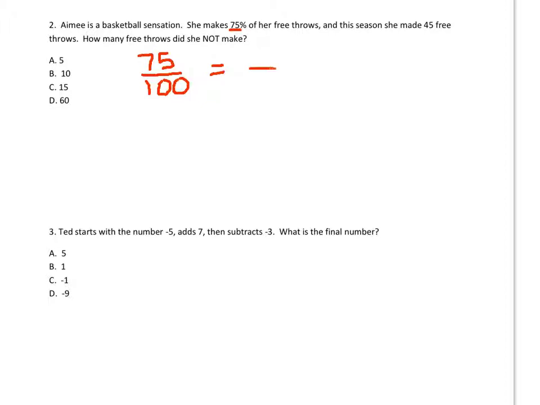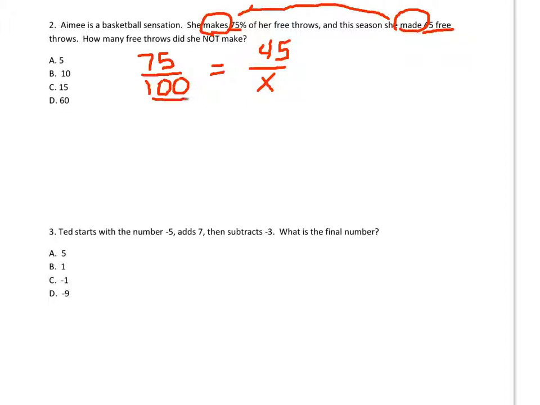Now, the other part of the proportion, the hardest part of the proportion, is knowing where to put the other number. I've got 45 to work with, and I look at the clues in the word problem. They tell me that she makes 75% of her free throws, and that she made 45 free throws. So because both of these numbers involve how often she makes that free throw, I'm going to also put that number on top. That means I'm solving for x.